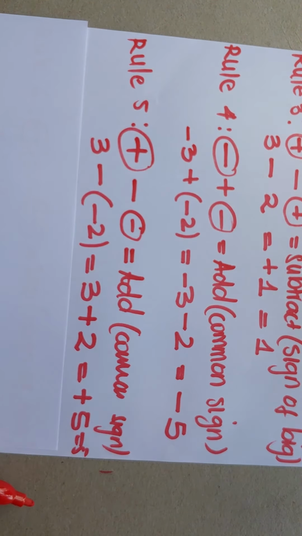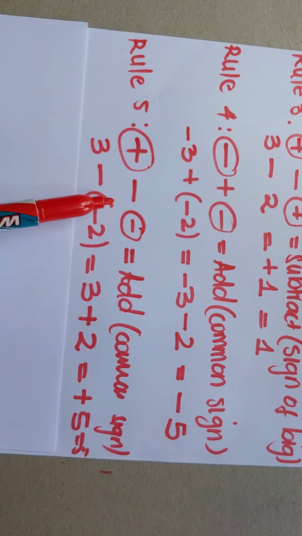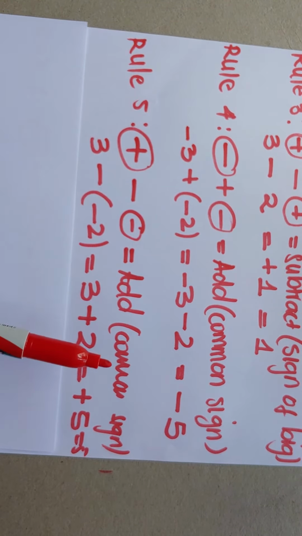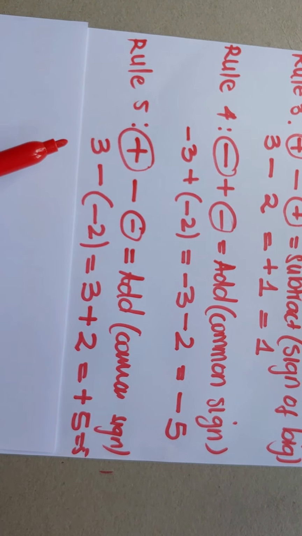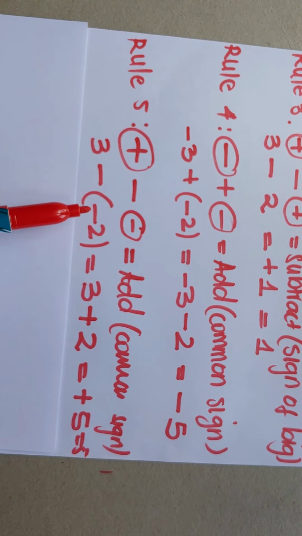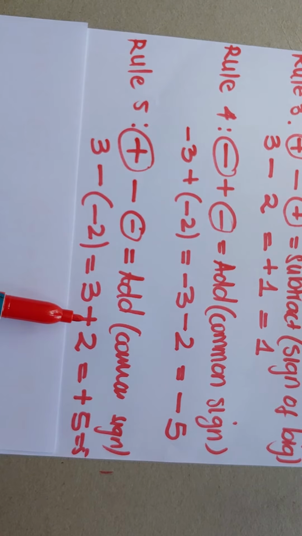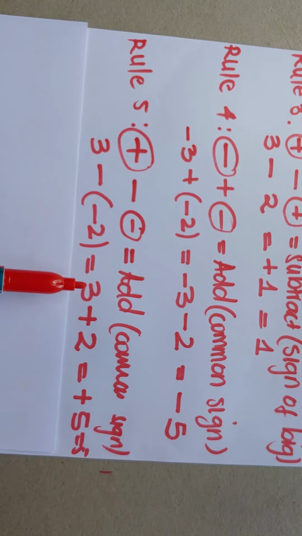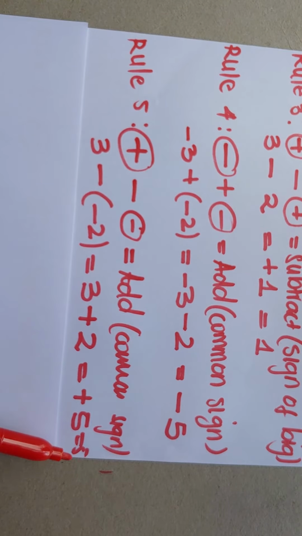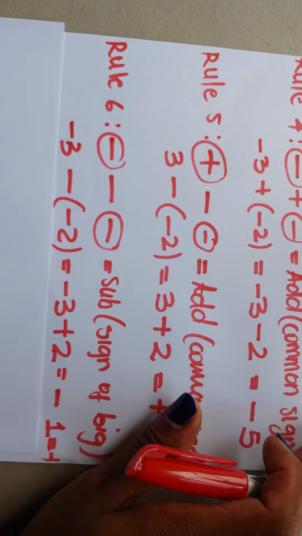Rule number 5 says when you subtract a positive and a negative, you need to add and take the common sign. So it's 3 minus negative 2. When you multiply a negative and a negative, you get a positive. If you don't know how to do this, please watch my video on the multiplication and division of integers. So this becomes 3 plus 2, where you add, you get 5. The common sign is all positive, so it's plus. You can simplify it into just 5.